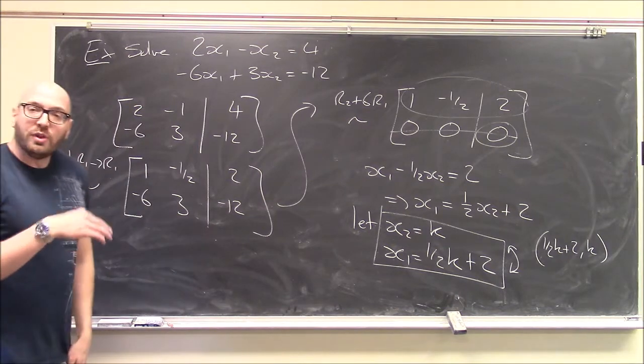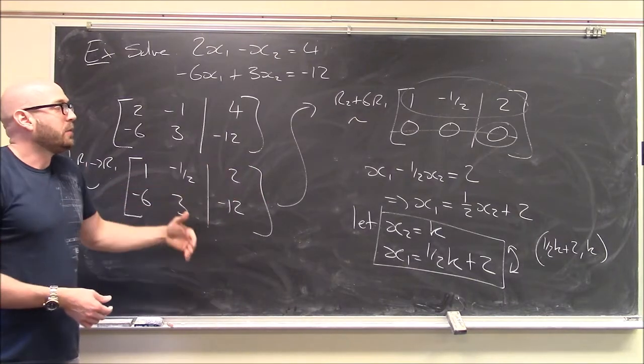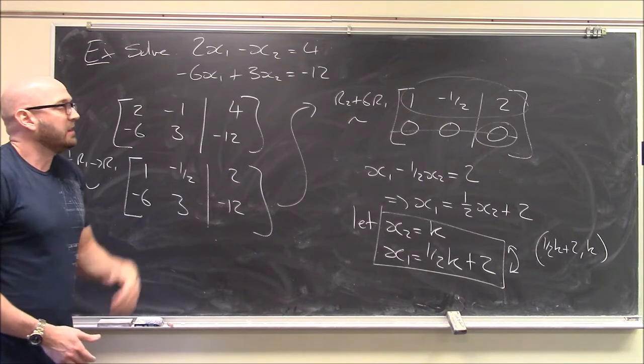So in our next section, we're going to really formalize this. What we've been doing is called Gauss-Jordan elimination. We're going to formalize the exact algorithm for how Gauss-Jordan elimination works and apply it to even larger systems.